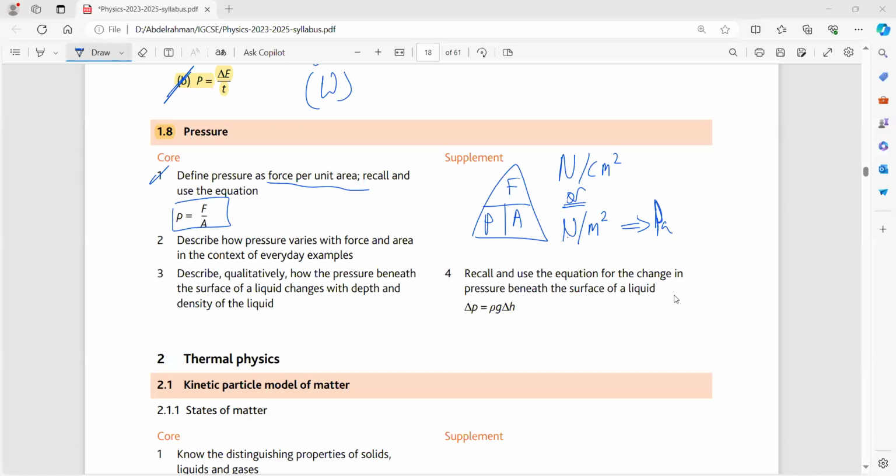Your question? If it's Newton per meter squared, then you can leave it as it is, Newton per meter squared. You will write the unit as Newton per meter squared or as Pascal, as you like.